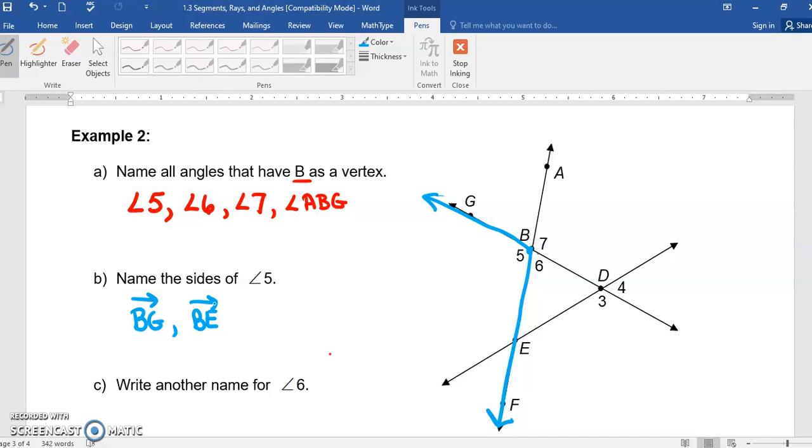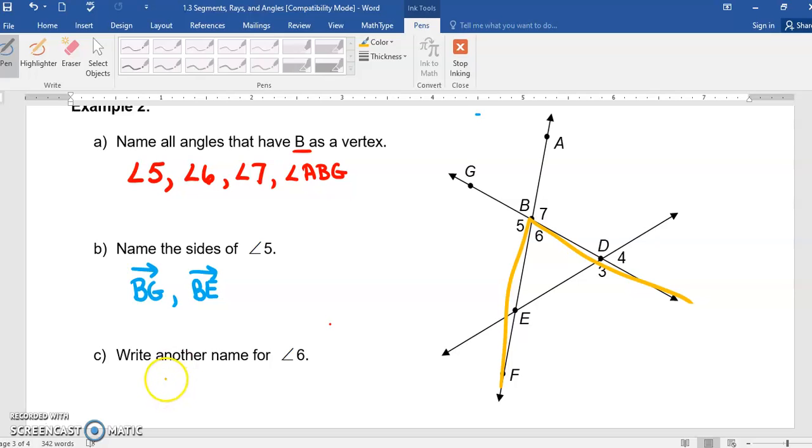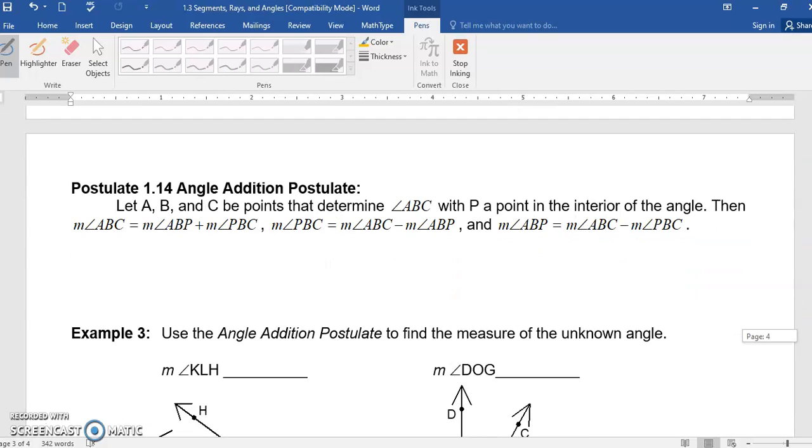Okay. Part C. Name angle 6. Another way. B is the vertex, which means the B has to be in the middle. So either angle DBE or DBF, either one. Don't need both, one or the other. Okay. So just be careful in notation and naming them.